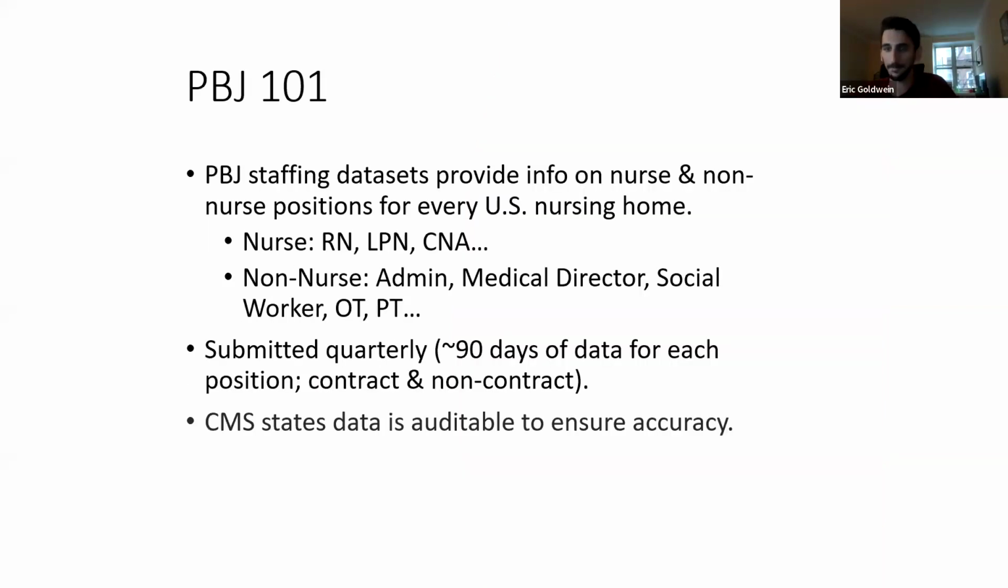So next slide, please. So we'll start with a little PBJ 101. PBJ staffing data sets provide info on nurse and non-nurse positions for every U.S. nursing home. Nurse positions are probably ones you might be a little bit more familiar with. These include RN, LPN, CNAs, but there's also a non-nurse data set, which I recommend exploring. These include administrators, medical directors, social workers, OT, PT, you name it. These are giant mega files, like 1.3 million rows, 50 columns. They will crash your computer.